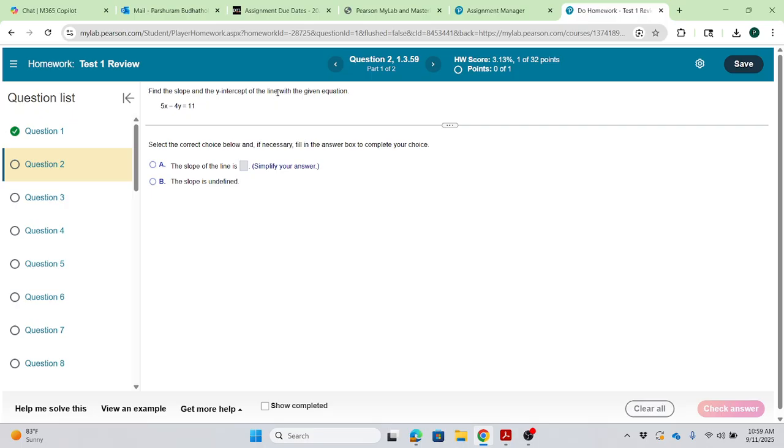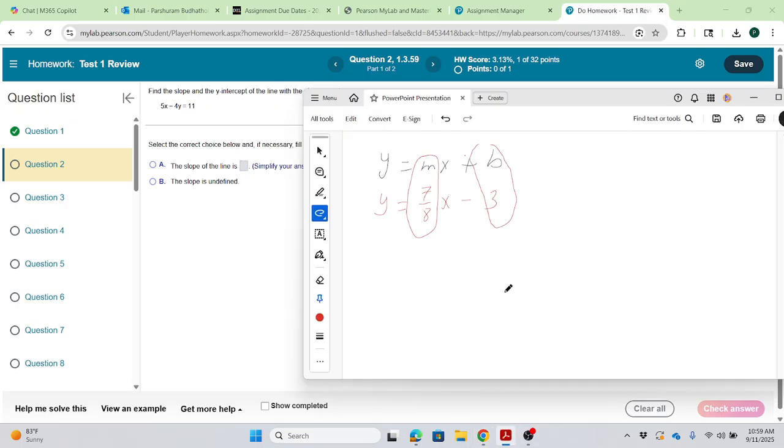Find the slope and y-intercept. Very similar question, but you need to first change the form of the equation you have been given. So here we have 5x minus 4y equal 11. We need to write this as y equal mx plus b. That means we have to bring this 5x to the other side. We can do it by subtracting 5x. So -4y equal -5x plus 11.